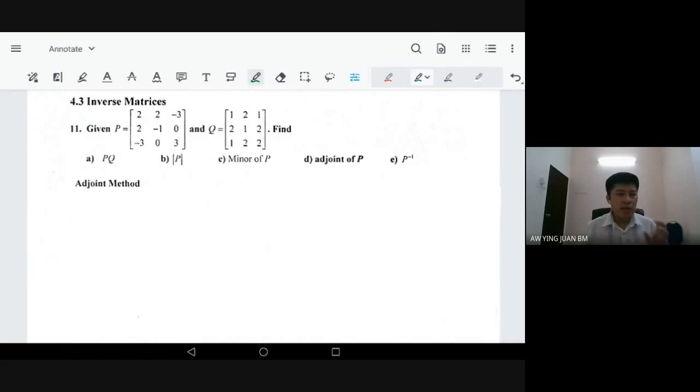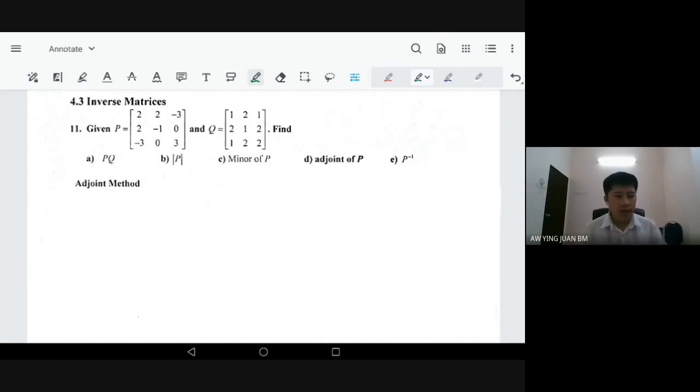So basically, it's just the formula for the inverse matrix. Number one, you must remember the determinant of the matrix. Let's say in here we have matrix P. The determinant for the matrix P must not equal 0, because if it equals 0, automatically there won't be an inverse matrix. So kindly take note.